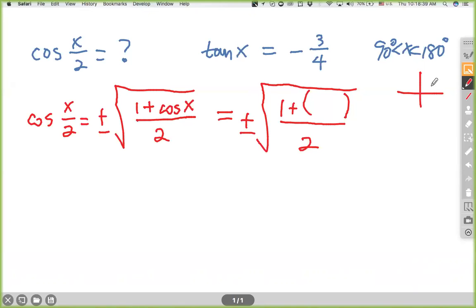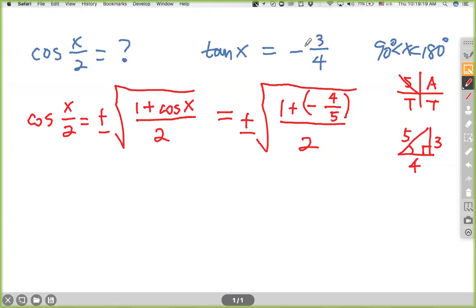x is in the second quadrant, which is the sine quadrant. So we determined that cosine x should be of negative value. Next, we need a fraction, so draw a triangle. Tangent is opposite over adjacent. So 3 goes here, and 4 goes down here. Use the Pythagorean theorem to figure out that the hypotenuse should be 5. And cosine x is adjacent over hypotenuse, so the fraction is 4 over 5.